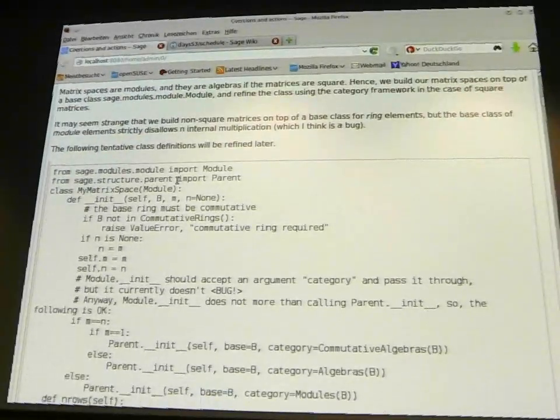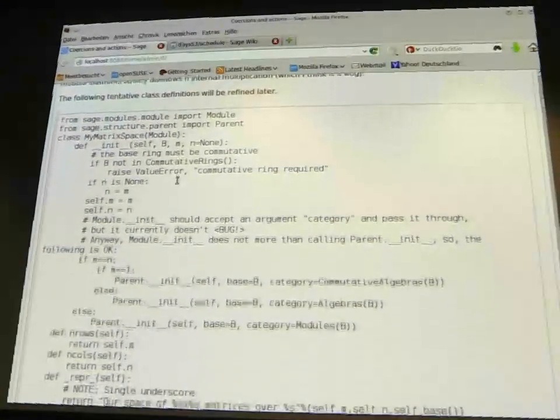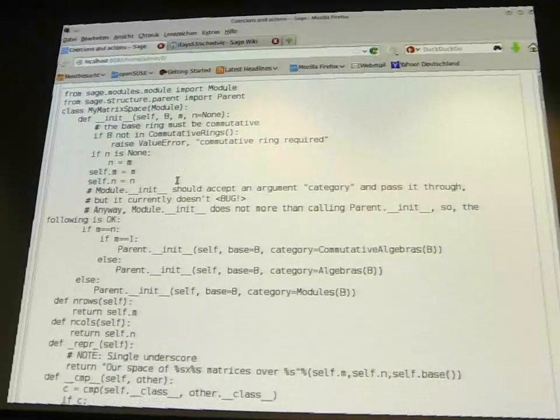For the elements, we have a technical problem, because there is a base class for module elements. But if you want to multiply one module element with another element of the same module, then for some reason Sage chose to raise an error. This is of course bad if we want to implement a ring. Okay, so we start with the base class for ring elements, even though in some cases we will not have multiplication. So this is a little shortcoming of the whole thing.